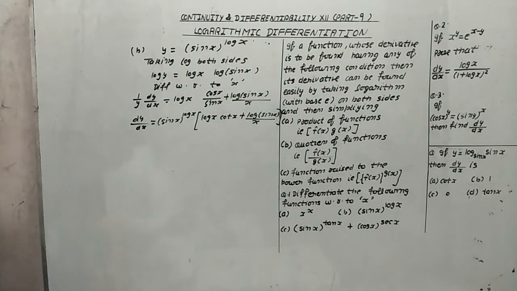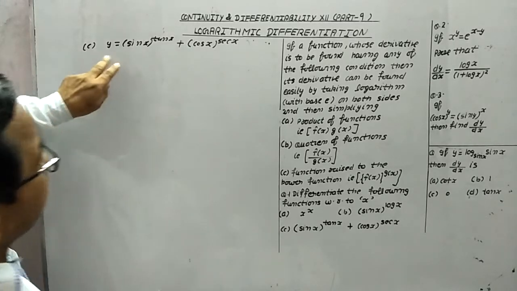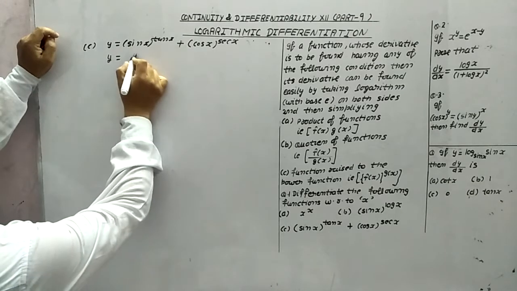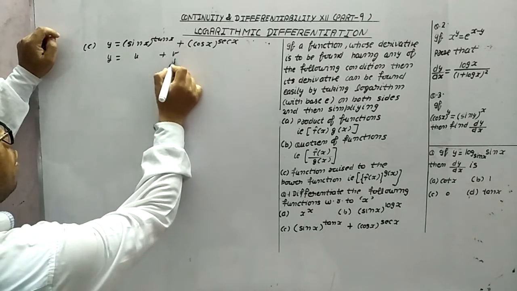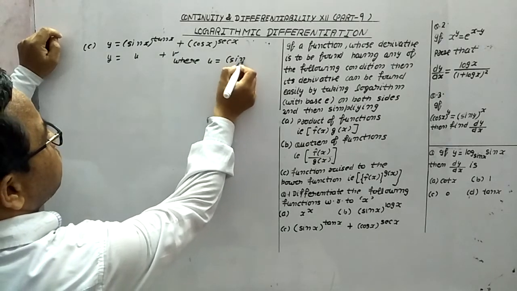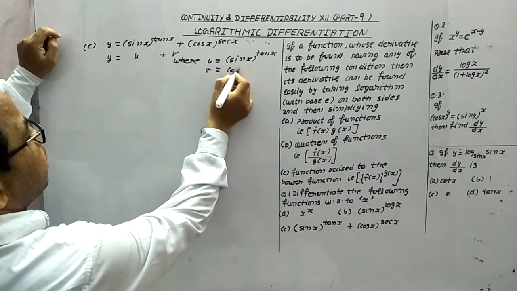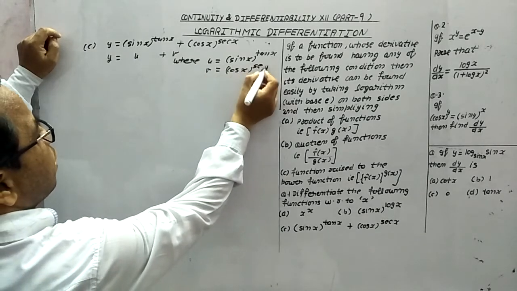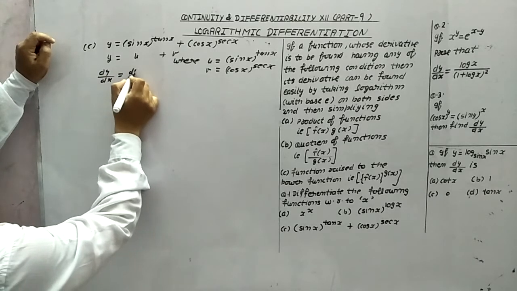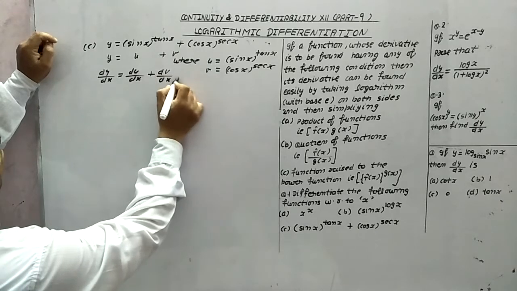So let's start with the C part. Now look at this thing. In C part we have this function. Let us suppose this is equal to y, and for this part let us suppose this is u, this is v, where u is equal to sine x raised to power 10x, and v is equal to cos x raised to power sec x. So in this way we are considering this. It means dy by dx is equal to du by dx plus dv by dx. So this is equation number 1.